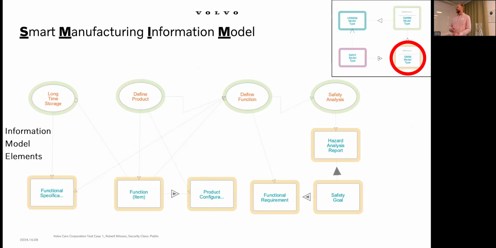So what we see then is that for long-time storage, it's dependent on a function, but I have a functional specification as the information object that needs to be stored in a tool, right? I need a functional requirement to define the function, and safety analysis eventually ends up with safety goals, which are important for the safety process, but there are no safety goals in our specifications.